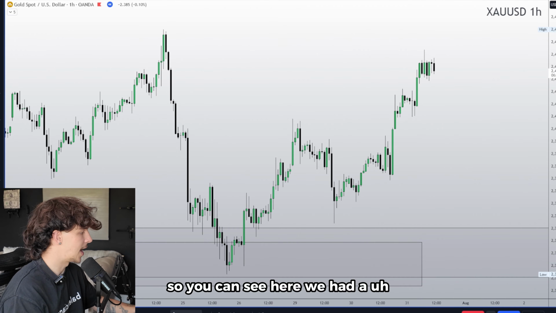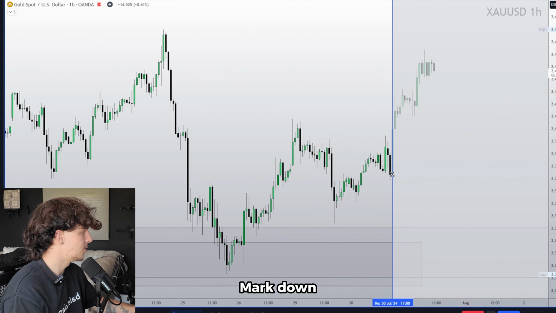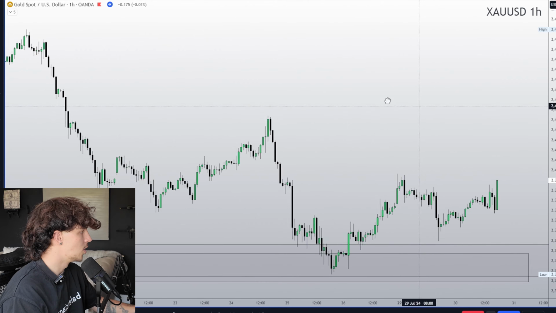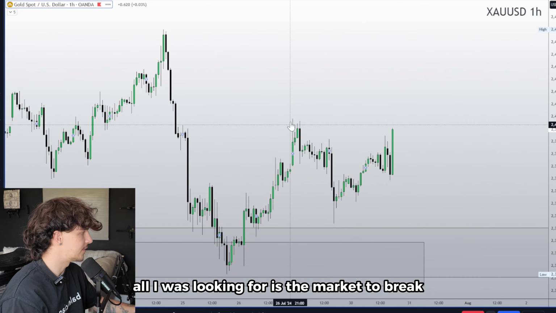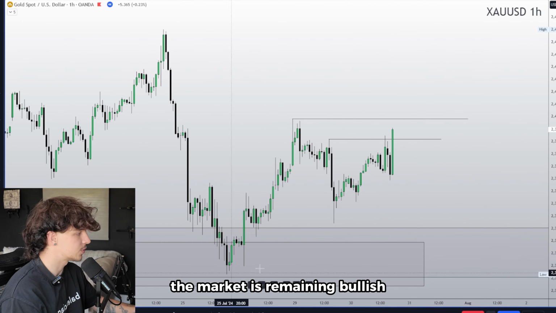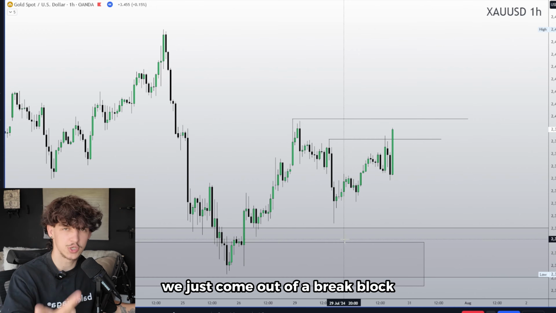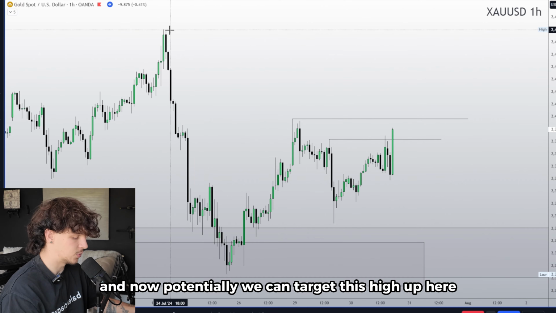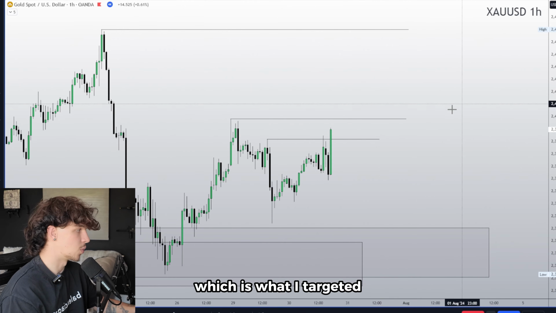You can see here we had a mark down, and then essentially all I was looking for is the market to break either this high or this high. And then that confirms to us that the market is remaining bullish. We're creating higher lows. We've just come out of the demand zone. We've just come out of a breaker block. And now potentially we could target this high up here, which is what I targeted.